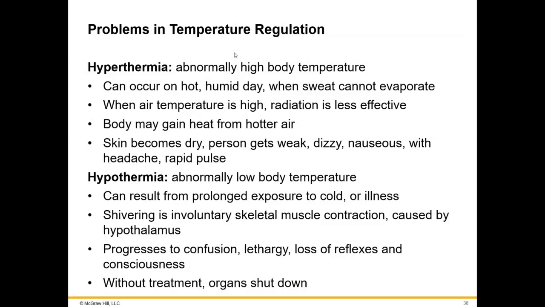Hypothermia is abnormally low body temperature. It can result from prolonged exposure to cold or illness. Shivering is involuntary skeletal muscle contractions that's caused, again, by the hypothalamus. And this could progress to confusion, lethargy, the loss of reflexes and consciousness. And without treatment, the organs will start shutting down.